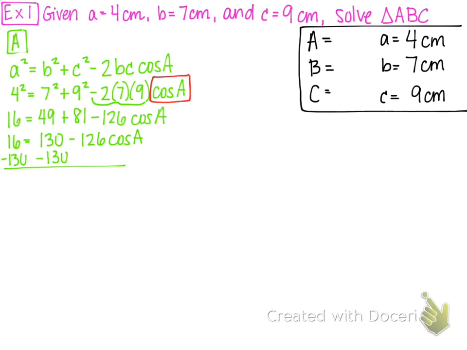So 16 minus 130 gives us negative 114, and we still have negative 126 cosine of big A. So that negative 126 is being multiplied. So we're going to divide by negative 126.